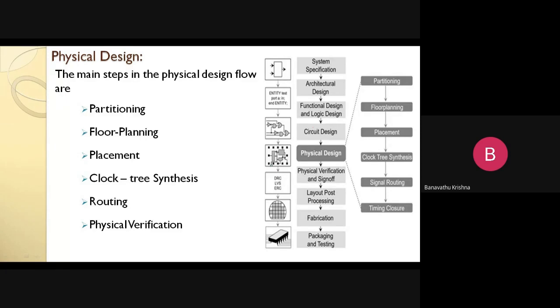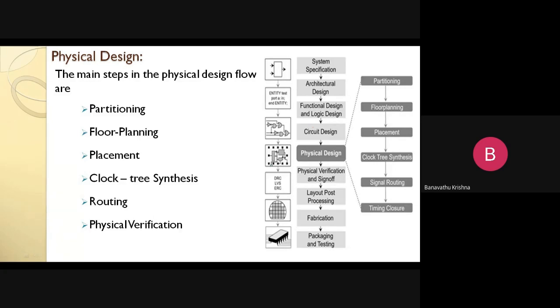Physical design is the process of transforming a circuit description into the physical layout. Whatever circuit diagrams we have are going to be placed in the layout. The layout describes the position of cells. The position of cells means the position of modules, and routing means making the connections for the interconnection between the different modules.